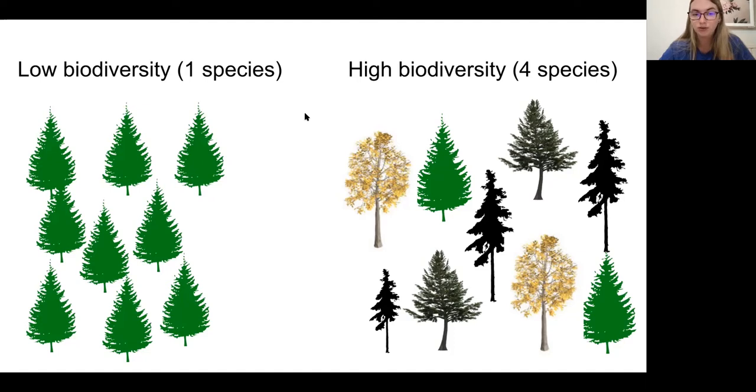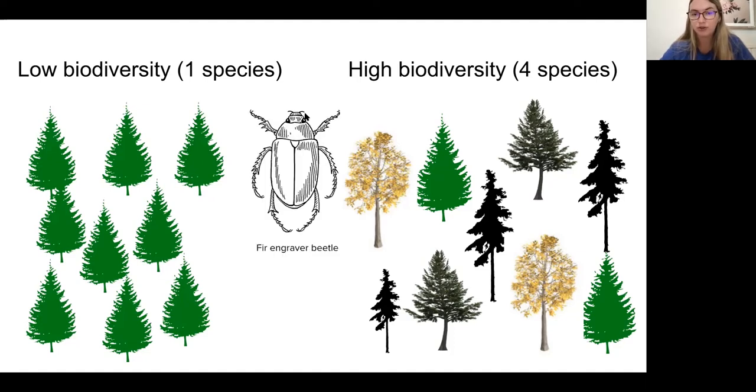Now we're going to introduce the fir engraver beetle to both of these forests. Fir engraver beetles are a type of bark beetle which burrow into the bark of evergreen trees, and they actually eat the softer tissue under the bark of the tree. They eat it until the tree dies, and then they move on to the next tree. And fir engraver beetles, as you might guess based on their name, specifically target fir trees.